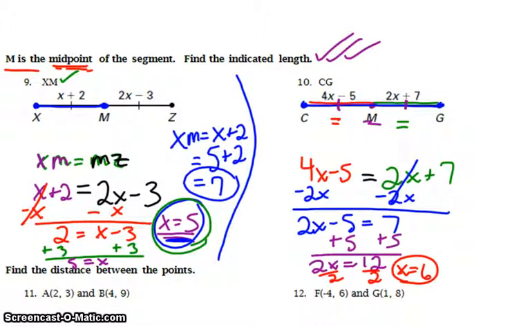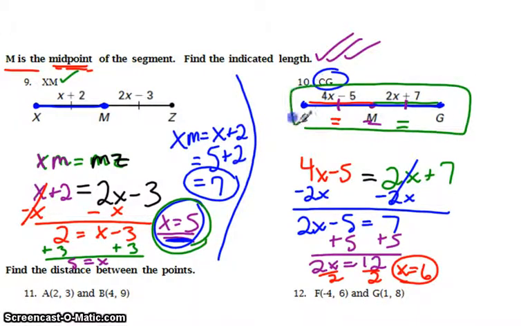Remember, you want to find out what the distance between C and G is. So now let's go back up and look. Well, what is C and G? Well, C to G is this whole thing. It is 4x minus 5 and 2x plus 7. So what is the 4x minus 5 if I plug in 6? 4 times 6 minus 5. We got 24 minus 5, which gives us 19.